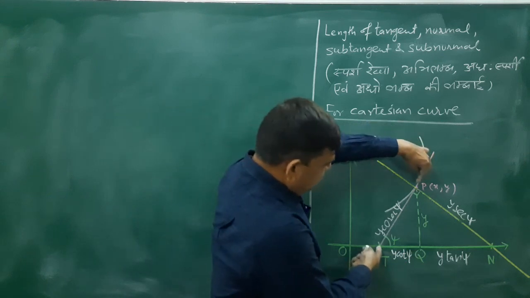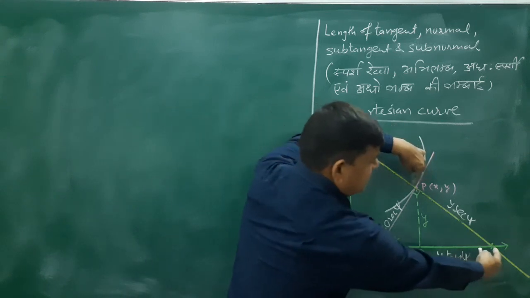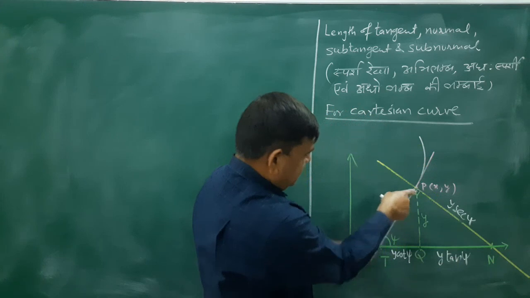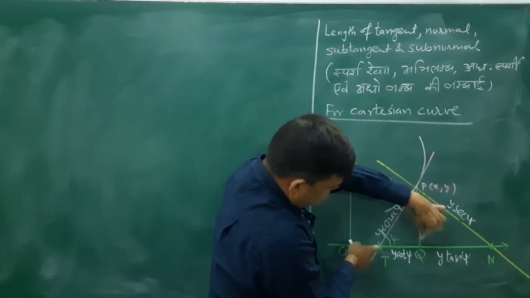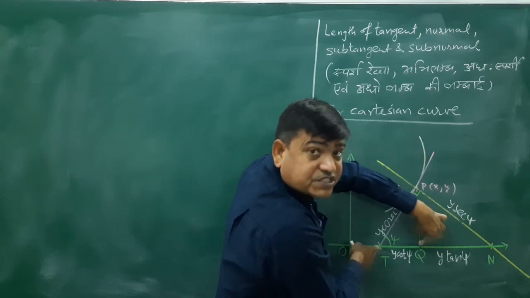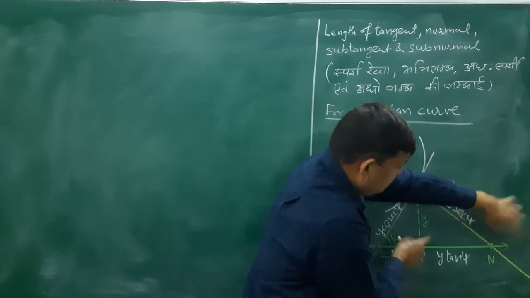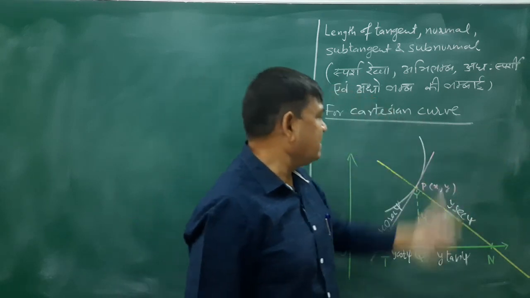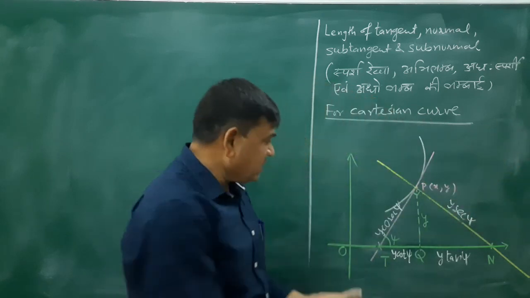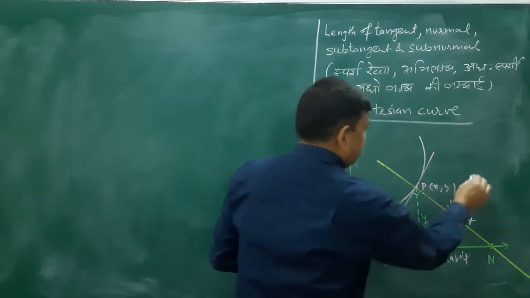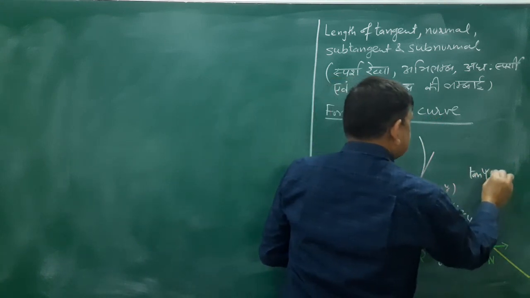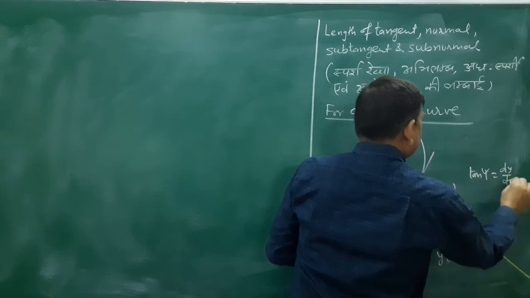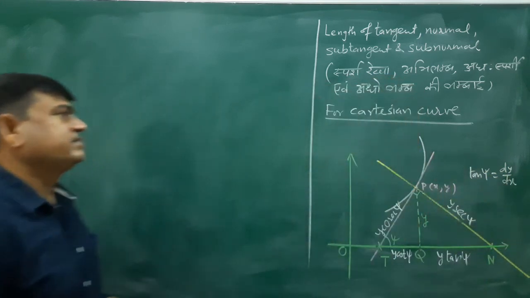ये स्पर्शरेखा की लंबाई, अभिलंब की लंबाई, ये इस पिंक वाले की शेडो है, ये यहां से यहां तक अधस्पर्शी, सबटेंजेंट और ये सबनॉर्मल, लेकिन किसके लिए? कार्टेशियन कर्व्स के लिए। किस फॉर्म में है ये? साई के फॉर्म में है, and tan psi is dy by dx. It is this for Cartesian.